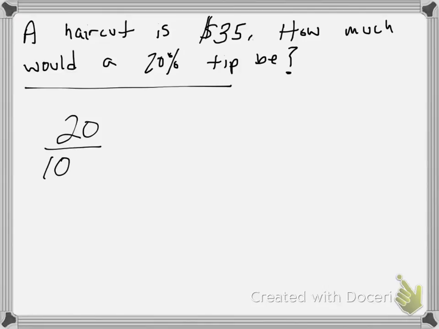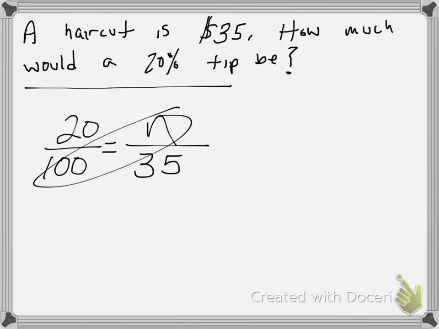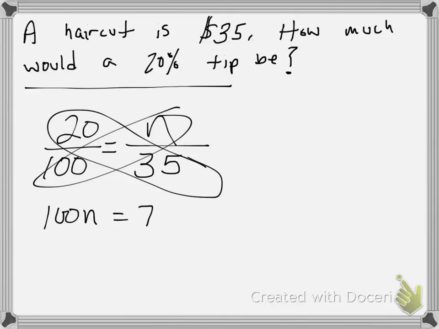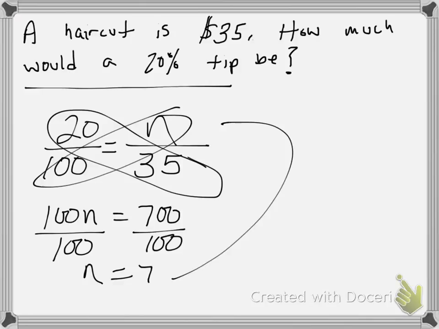So we'll have our percent over 100, and we don't know the tip amount, but we know the total cost was 35. So our variable will be here. We'll set up our cross multiplying. So 100n will equal 700. And then we'll just be dividing here to get that variable by itself. And n will equal 7. So that's straight up what the tip is right there. So your tip would be $7.